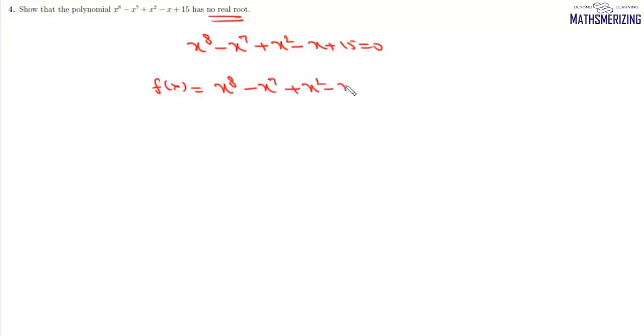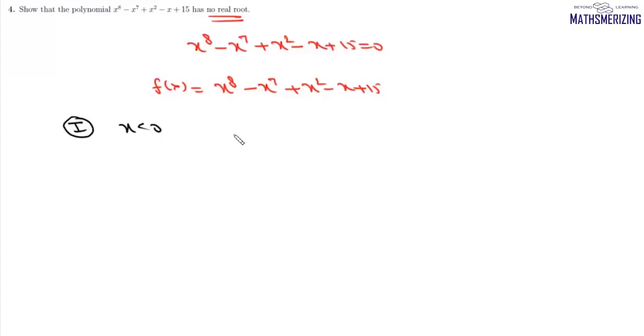Now question number 4 is, we need to show that this polynomial, which is x to the power 8 minus x to the power 7 plus x square minus x plus 15 equals to 0, has no real root. Now what we'll do is, we'll take a function f x as x to the power 8 minus x to the power 7 plus x square minus x plus 15. Now we'll consider this first case when x is less than 0.